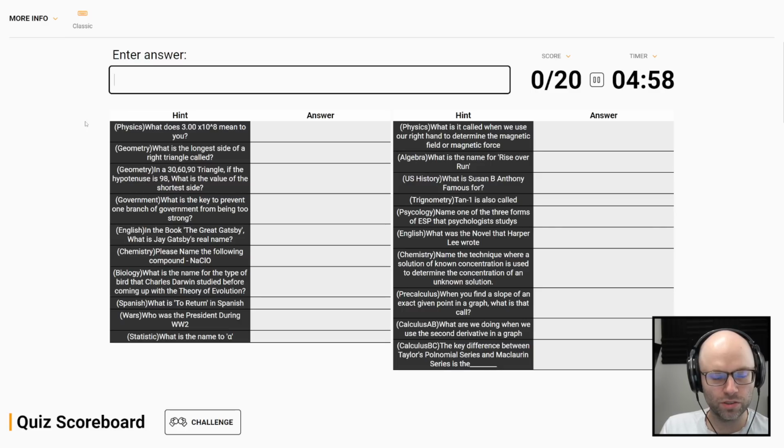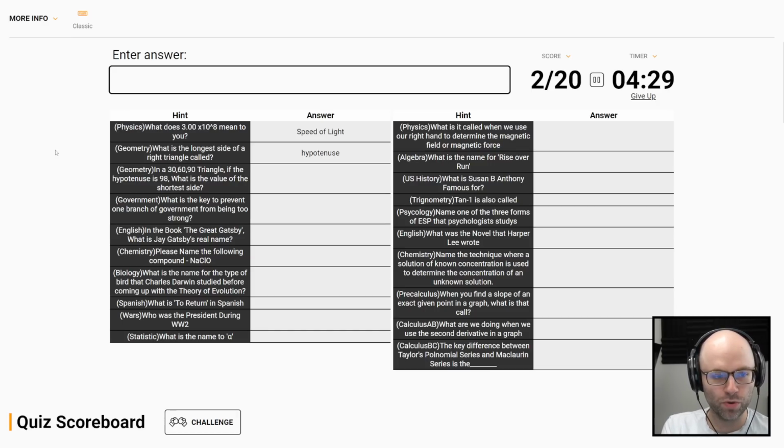Okay. What does 3 times 10 to the power of 8 mean to you? That's the speed of light. What's the longest side of a right triangle called? The hypotenuse. I think they spelled it wrong. In a 30, 60, 90 triangle, if the hypotenuse is 98, what's the value of the shortest side? I'm going to come back to this one. Let me just get a piece of paper.